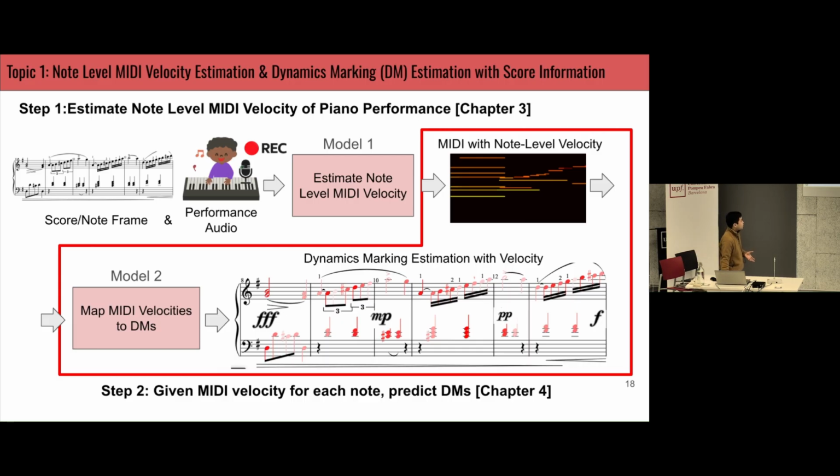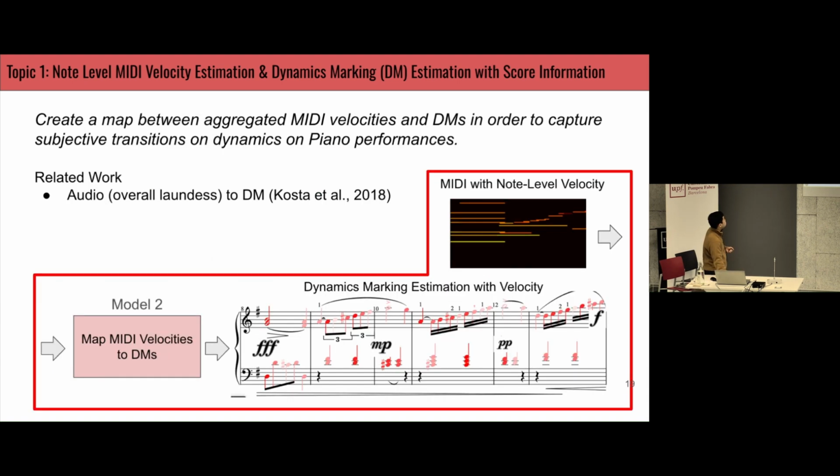After detecting the MIDI velocity, is it possible to find dynamics markings as an aggregated MIDI velocity value? Yes. Let's define the problem clearly. Create a map between aggregated MIDI velocities and DMs in order to capture subjective transition in dynamics in piano performance. Related work is the audio to DM translation done by Dr. Catarina Costa, jury here today.